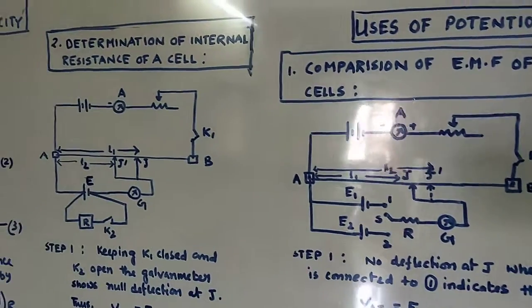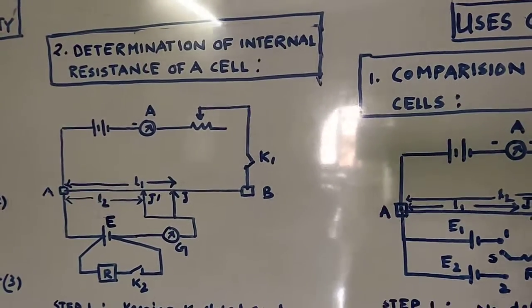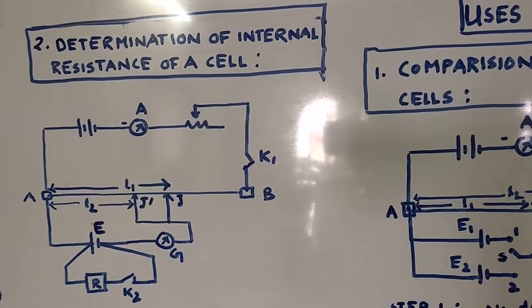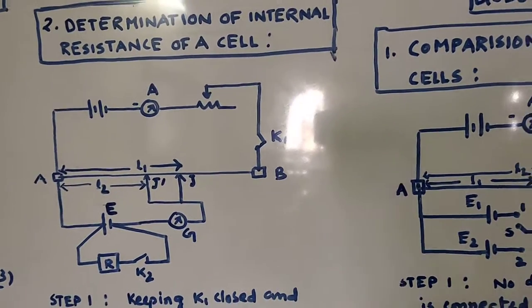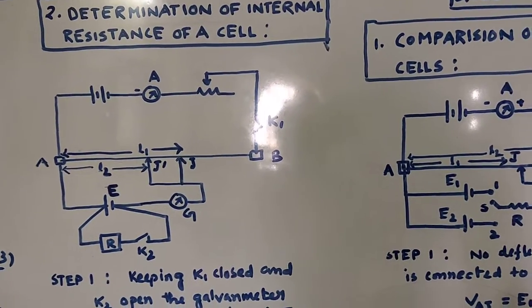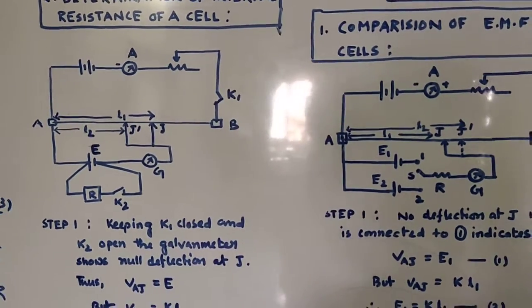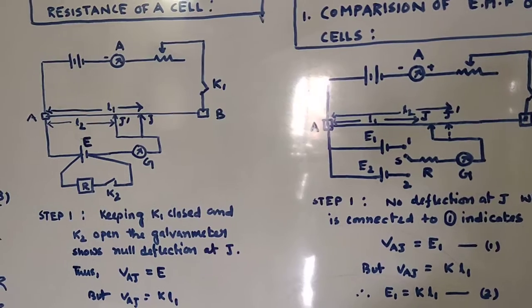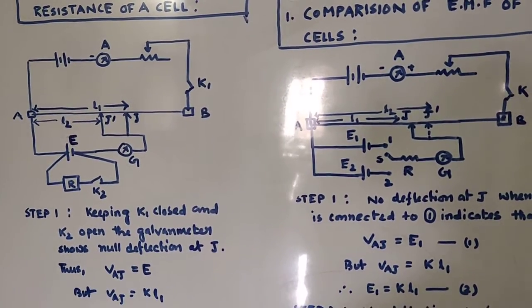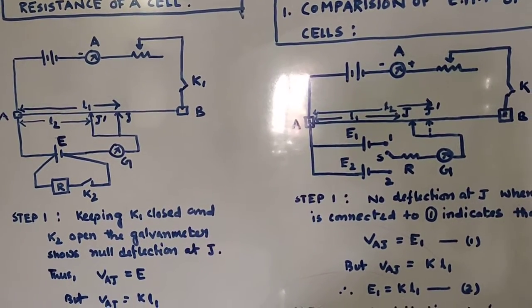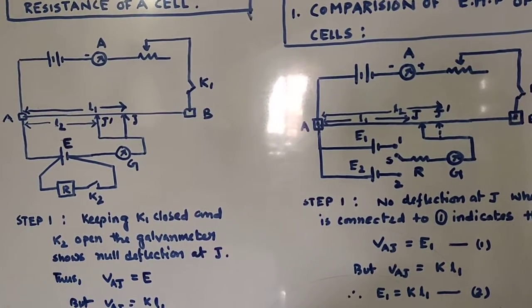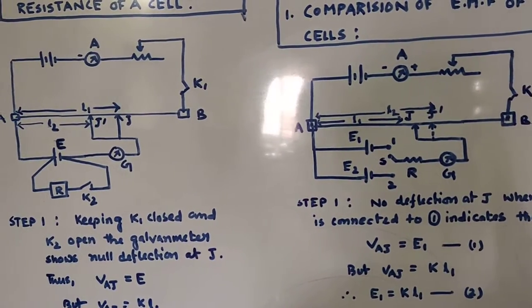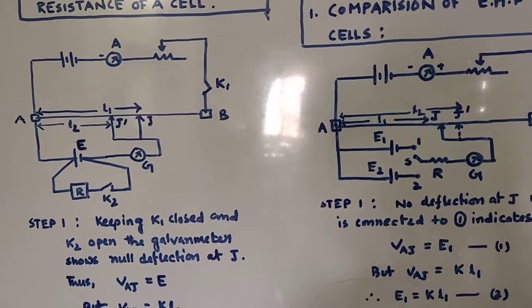Now you see the next topic, which is the determination of internal resistance of a cell. So you have to define the internal resistance of a cell. Now you see the circuit diagram, there is a common part and there is an uncommon part. So you have to remember the common part of the two circuits as well as the uncommon part, then it is very easy to memorize. So you see the upper part is common, only the lower portion is different.